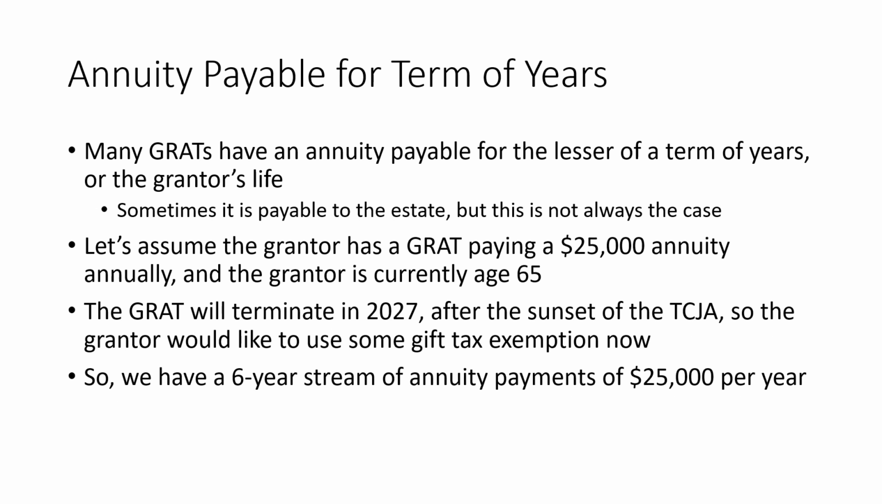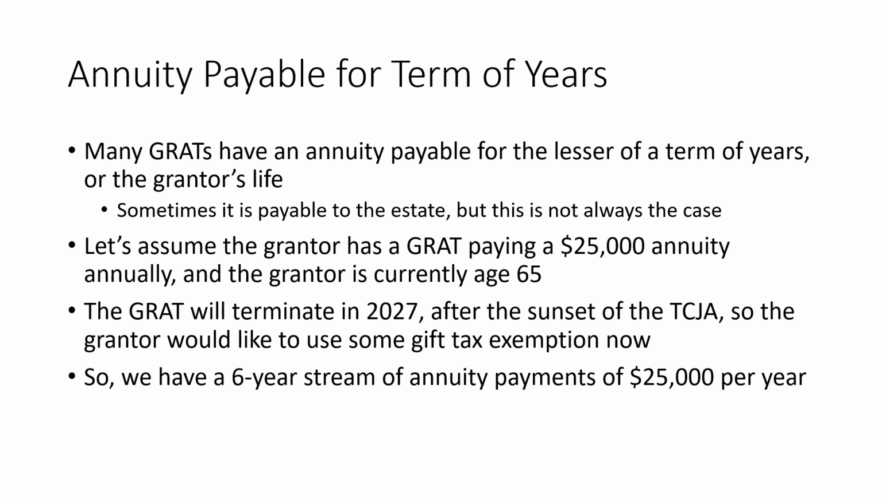So because of that, you have to take into account the mortality risk of the grantor, depending on their age at the creation of the trust or the gift of the annuity interest, compared to their age that would be at the end of the actual GRAT term. So we're going to assume for our facts here that the grantor created a GRAT that pays an annuity of $25,000 annually, and the grantor is currently age 65.